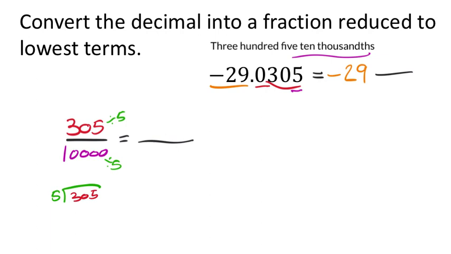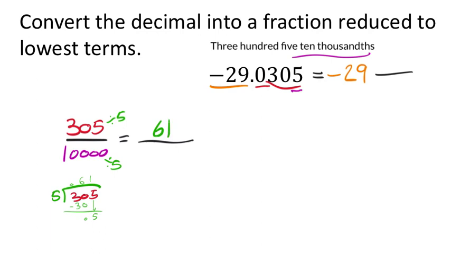So 5 won't go into 3, but it will go into 30 6 times. 6 times 5 is 30. Nothing remaining there, so we'll drop the 5. Put the 0 there if you like. 5 goes into 5 once, exactly. So my numerator, 305 divided by 5 simplified, is going to be 61.